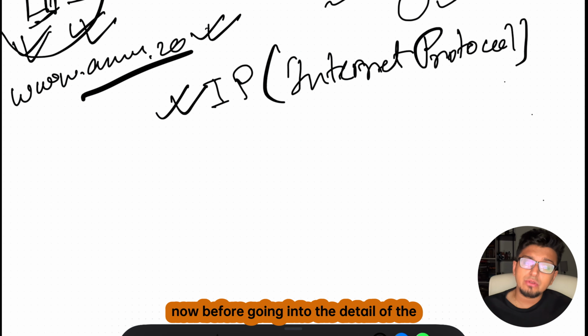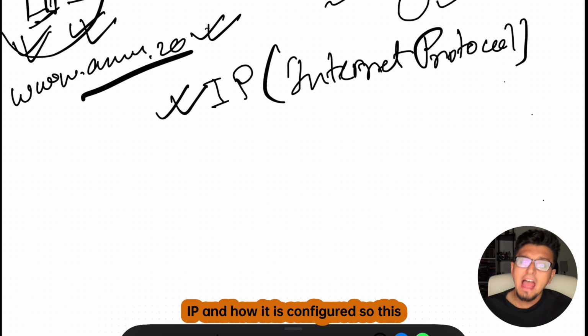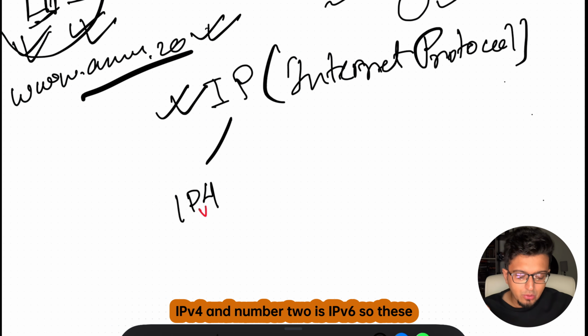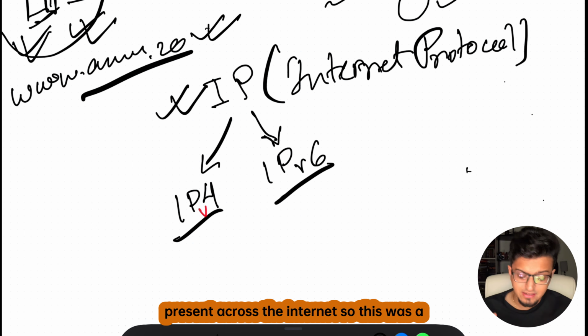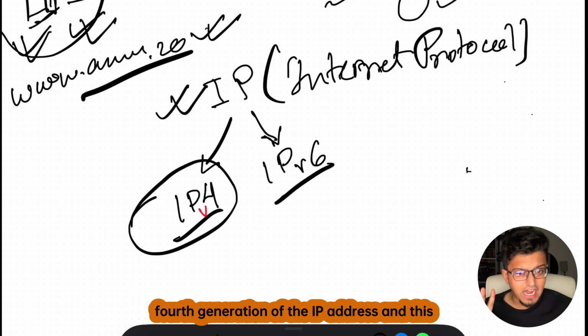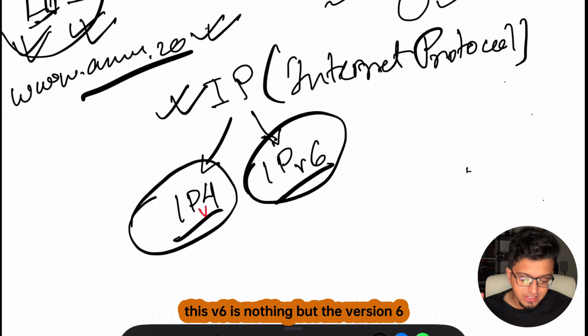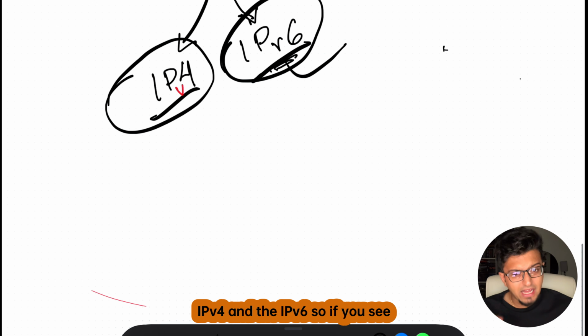Now before going into the detail of the DNS, let's first understand what this IP is and how it is configured. So IP is of two types. Number one is IPv4 and number two is IPv6. These are the two types of IP present across the internet. This was the 4th generation of the IP address and this is the 6th generation of the IP. This V6 is nothing but version 6. Clear? So what is the difference between IPv4 and IPv6?